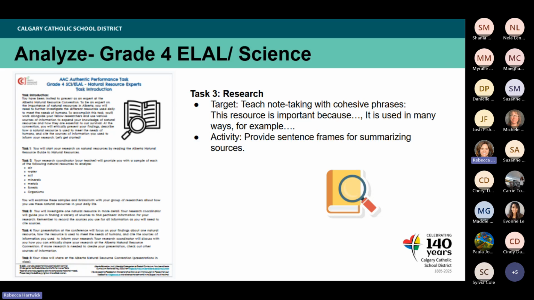So task number 3 is the research section. So for this part, teach note-taking with cohesive phrases. This resource is important because it is used in many ways, for example. So if we're guiding students on how you'd like to record what you have found in your research, we could give them some sentence starters here. And also provide sentence frames for summarizing the sources.